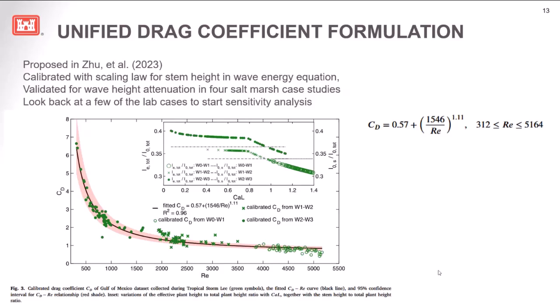It is considered unified because it should be applicable to both flexible and rigid vegetation and also used in both the energy dissipation and drag force calculations. It is assumed to work for the drag force as well because the differences should be small. And it's been validated with four experiments in Zhu et al. 2023. And we'll take a look at the sensitivities to some of the parameters in a few experiments.